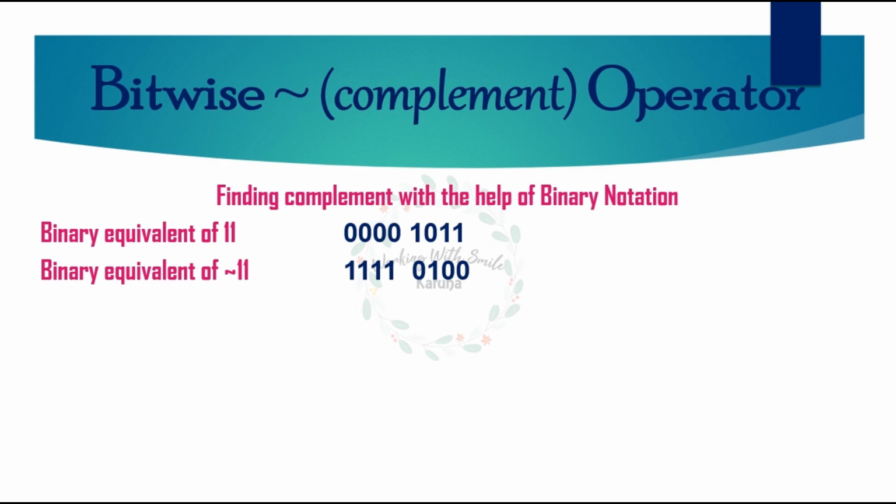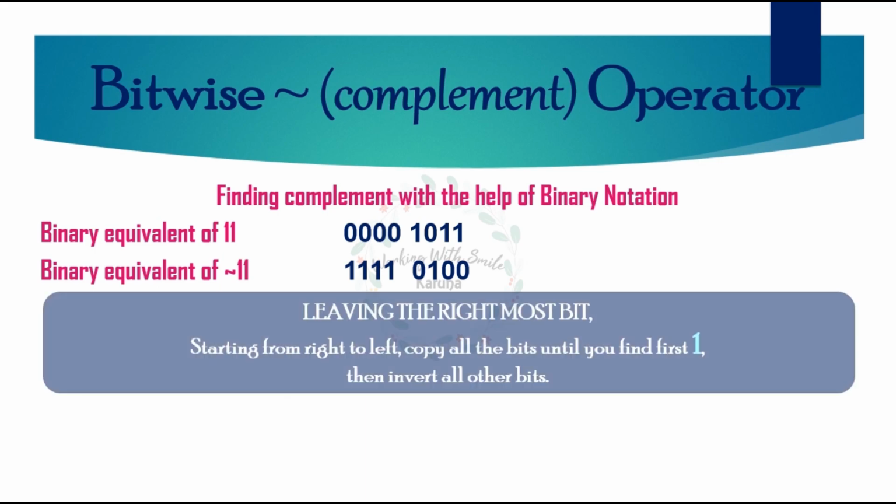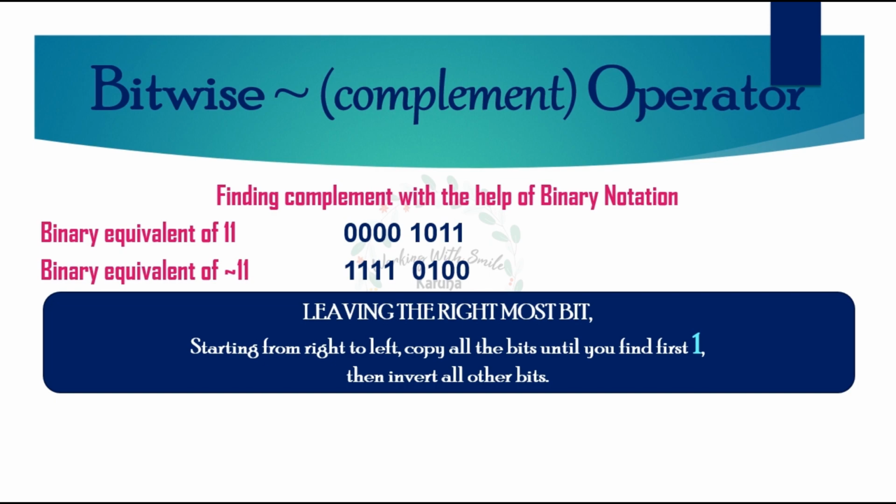Now let's understand how to get the decimal number from the binary equivalent of complement of 11. By applying this simple rule, we can get the decimal equivalent. We have to start from the right hand side in the binary equivalent of complement of 11. Moving towards the left, we have to copy all the bits one by one until we find the first 1, and after that we are going to reverse all the digits. So this is how it is done.